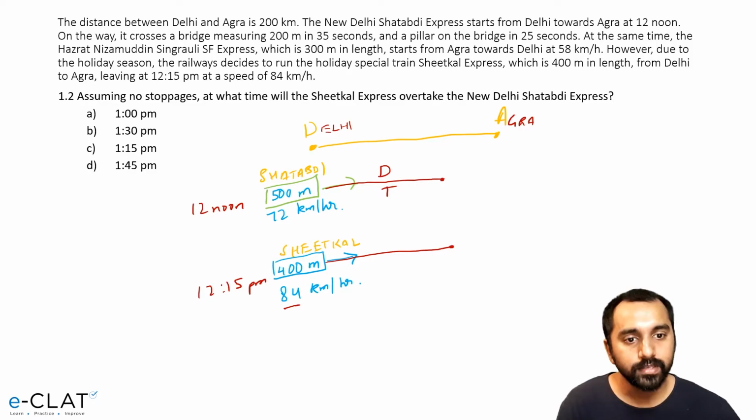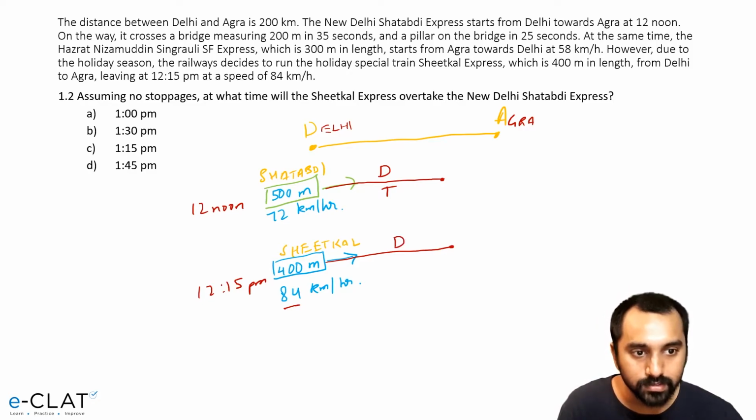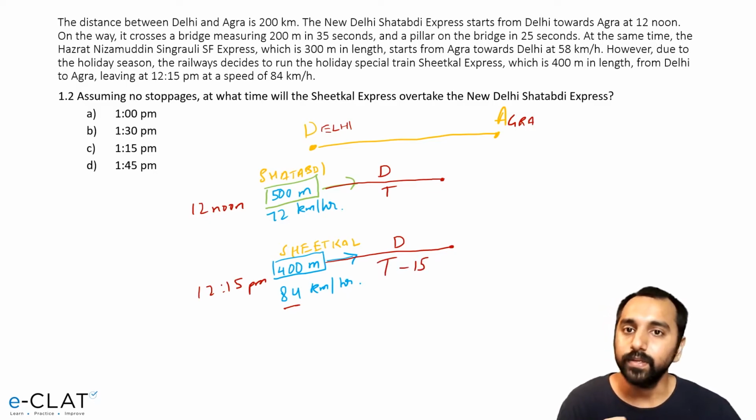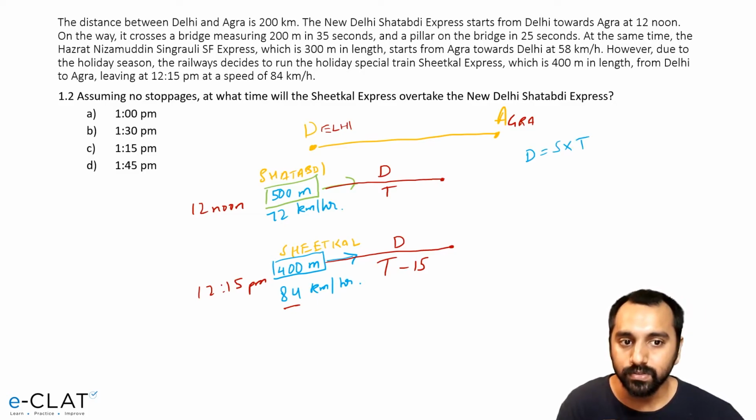Okay, now for the second one, the distance will be the same. Now the time taken by Sheetkal to reach this place would be 15 minutes less than the time taken by Shatabdi because it started 15 minutes late. So I'll subtract 15 from this. So now I'll equate the distances of both of them.